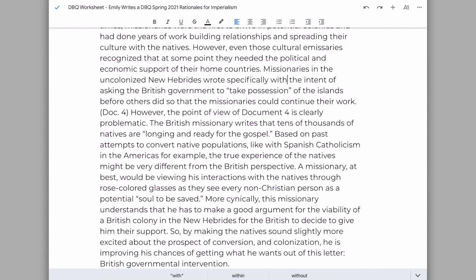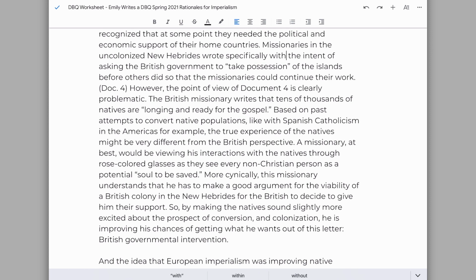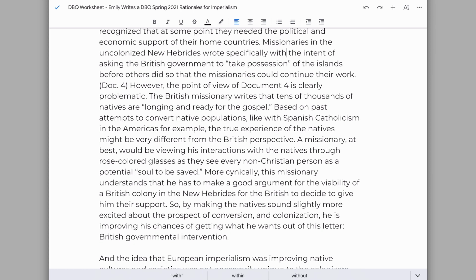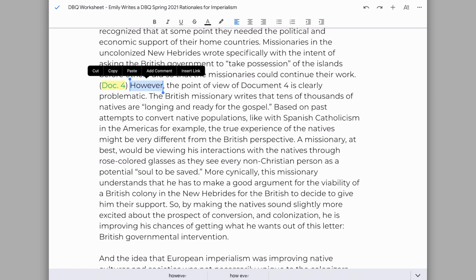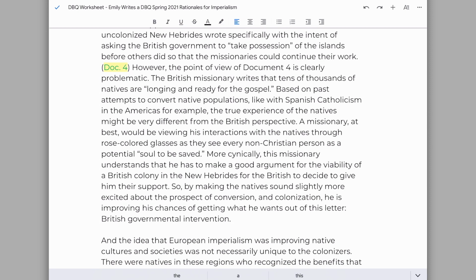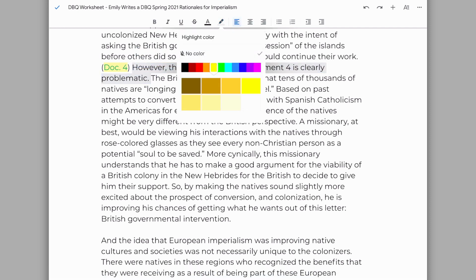Some point, missionaries in the uncolonized New Hebrides to take possession, to continue their work. Here's document 4. An English teacher might complain that she doesn't put the commas after the parentheses, but I'm not an English teacher. However, the point of view of document 4 is clearly problematic. So now again, she's highlighting how she's sourcing.